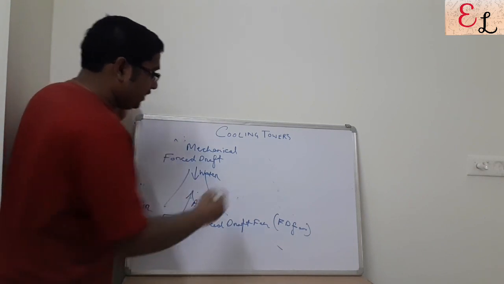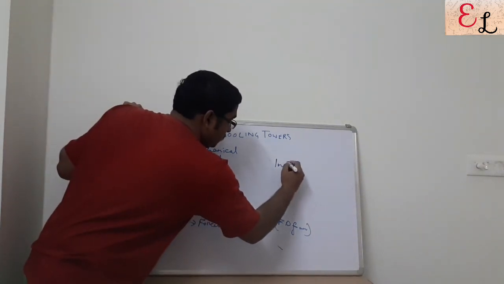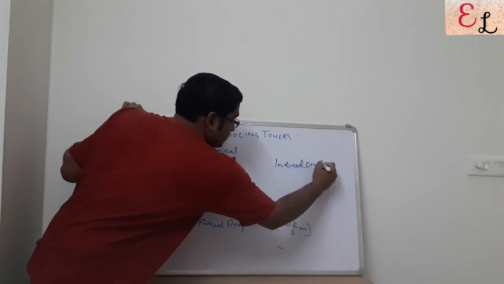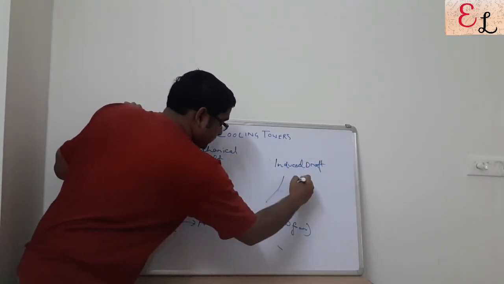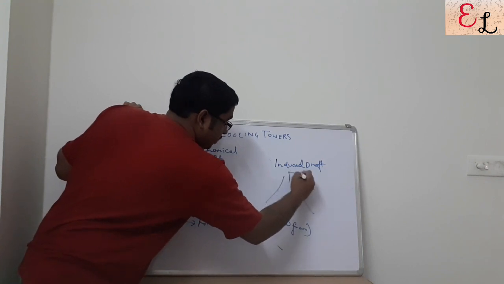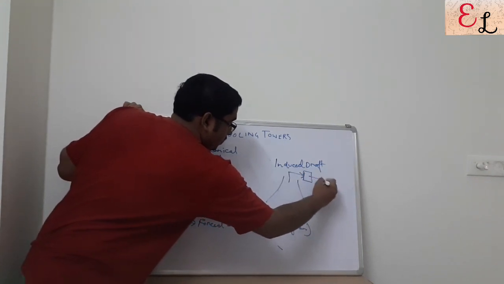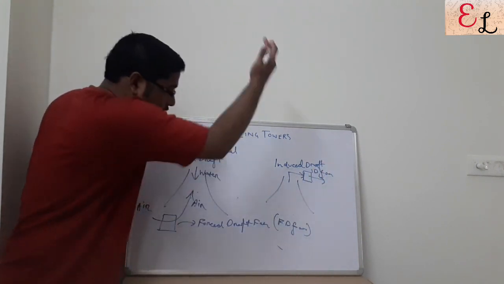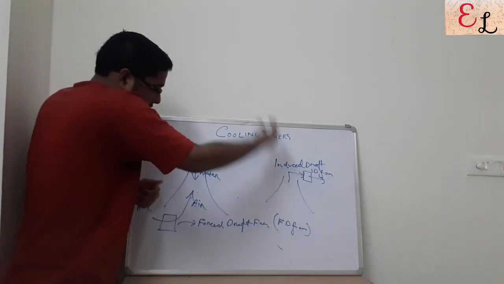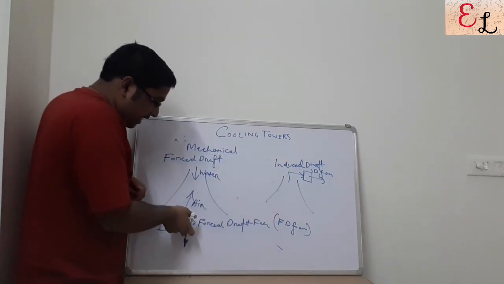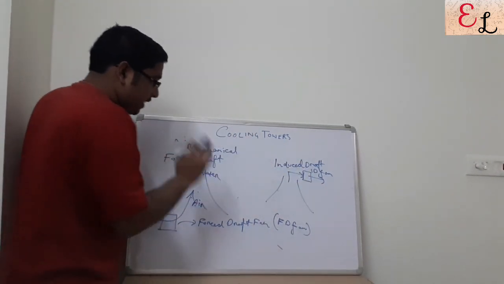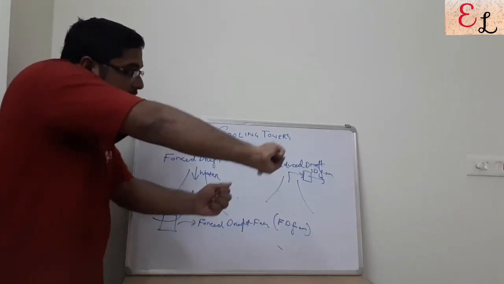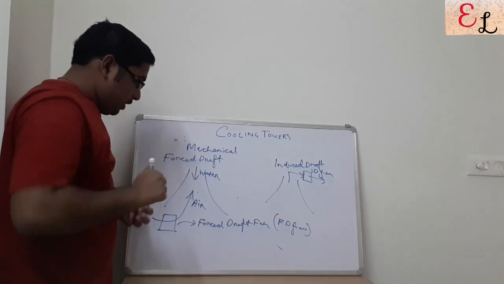So if we parallelly draw the induced draft as well, to pull out a comparison, induced draft is nothing but the same draft system fitted at the top. That is, the ID fan, the induced draft fan, is fitted at the top of the tower to pull out the air from the tower. So what is the difference? This is the FD fan, this is the ID fan. One is sucking in the air from the atmosphere and pushing it into the system.